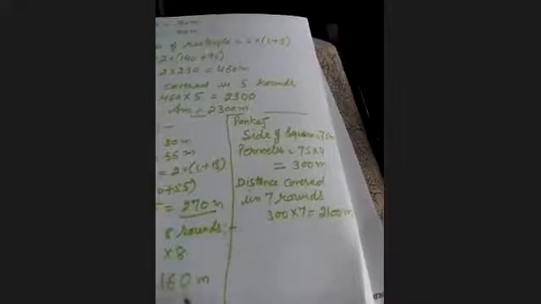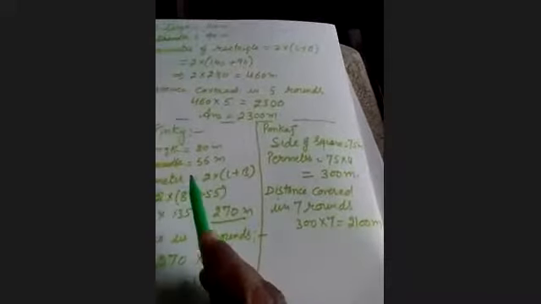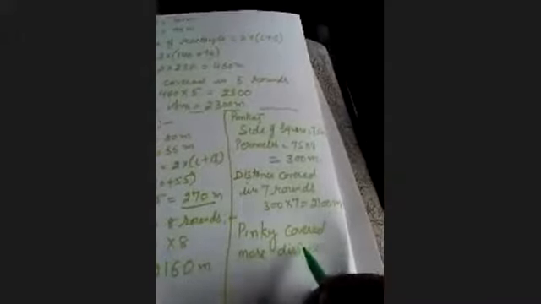So who covers more distance? That is Pinky. Pinky covered more distance. Now find how much, that is 2160 minus 2100 is equal to 60 meter.